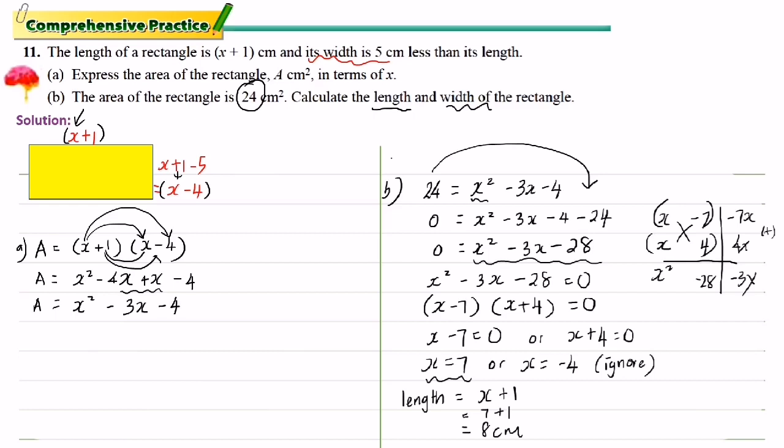The width equals s minus 4. So the value of s is 7. So 7 minus 4 equals 3 centimeter.